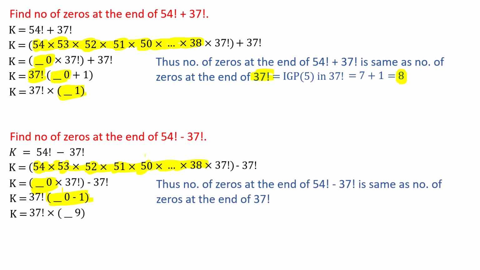So from this we can say that the number of zeros at the end of 54 factorial minus 37 factorial is the same as the number of zeros at the end of 37 factorial. For that we need to find IGP of 5 in 37 factorial. That is nothing but 7 plus 1, which is equal to 8. So the number of zeros at the end of 54 factorial minus 37 factorial is equal to 8. Okay, now let's do the next question.